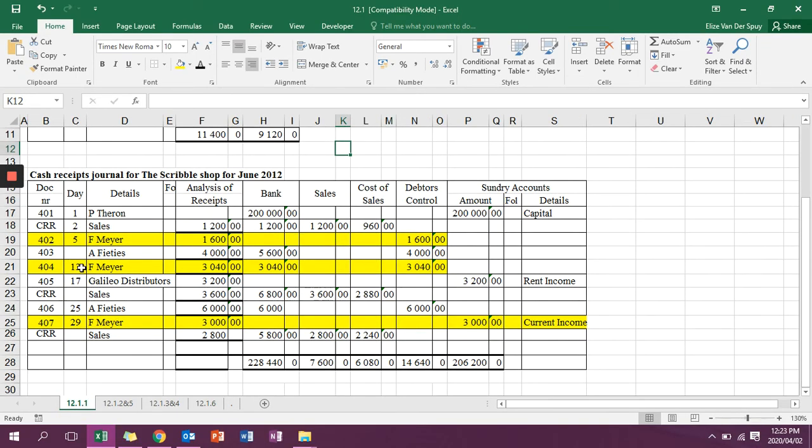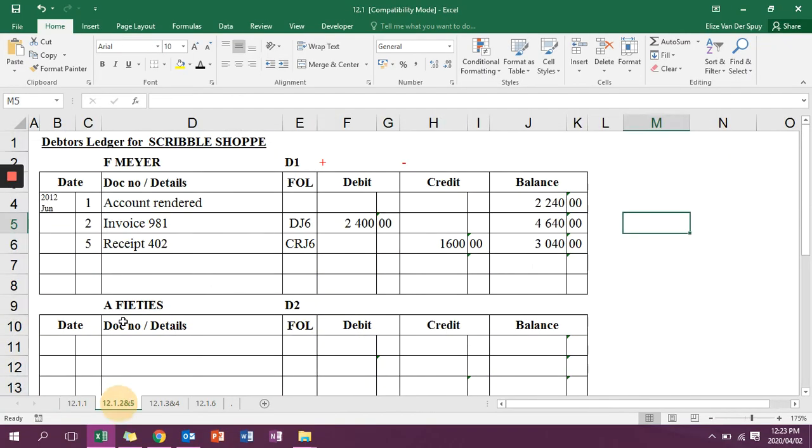The next one is on the 13th, also in the CRJ. So again, CRJ is receipt. Receipt is CRJ. CRJ means credit. Credit means minus. So now he owes us nothing. So it's either 0 or a little stripe or what you want to do there. All right. So he owes us nothing.